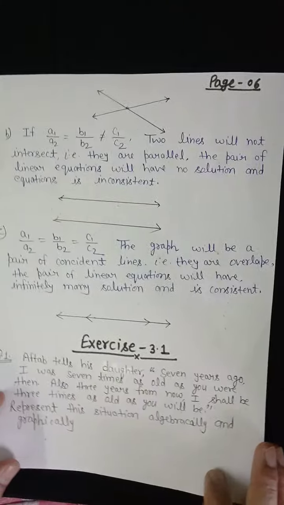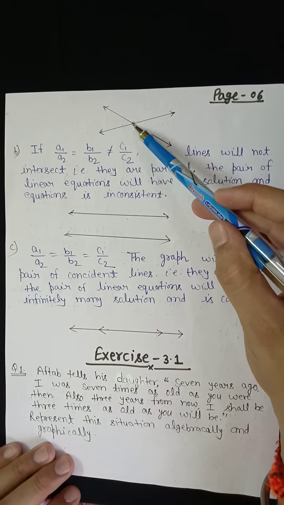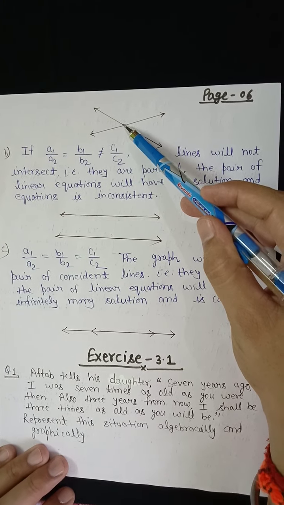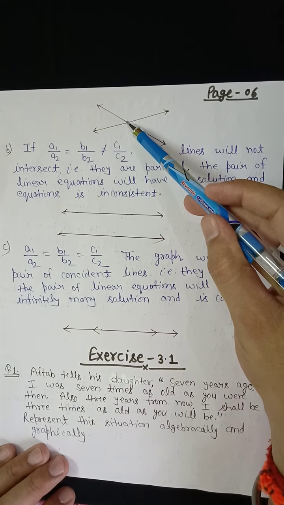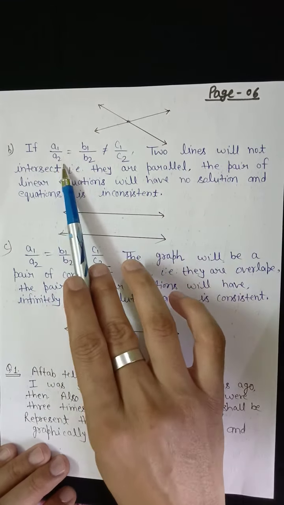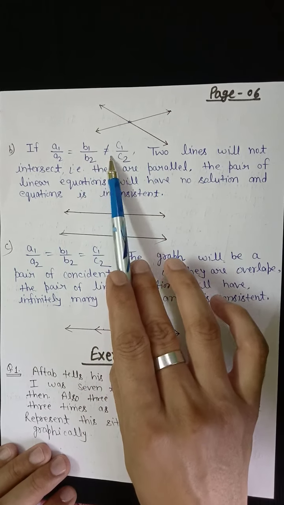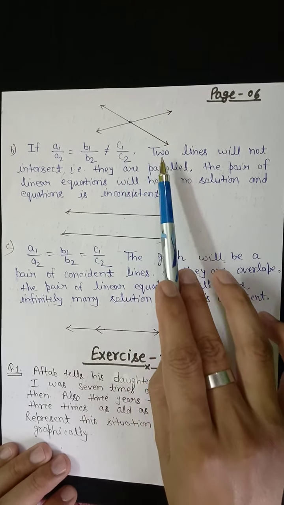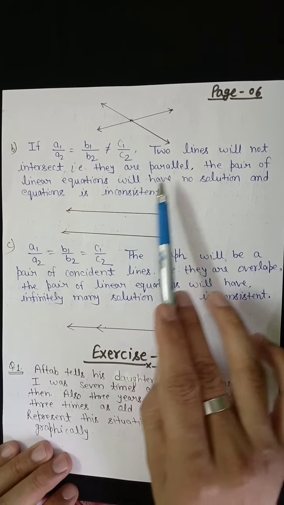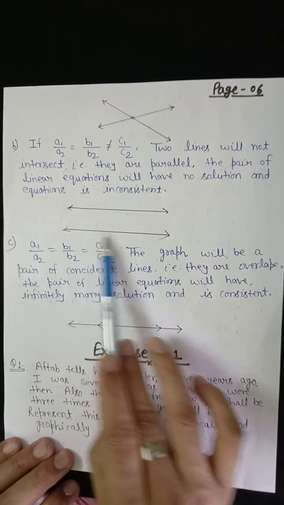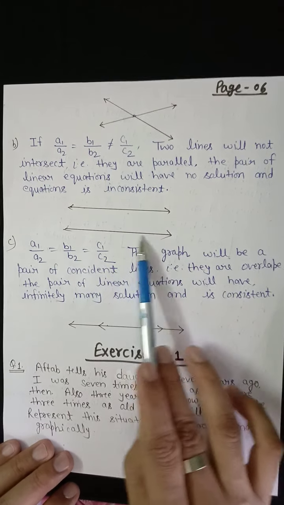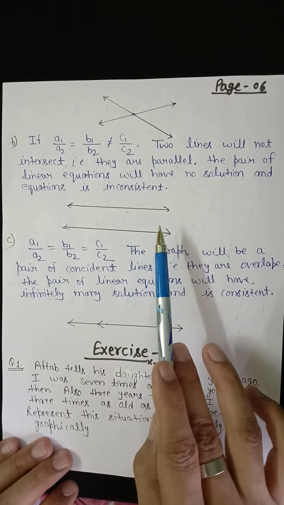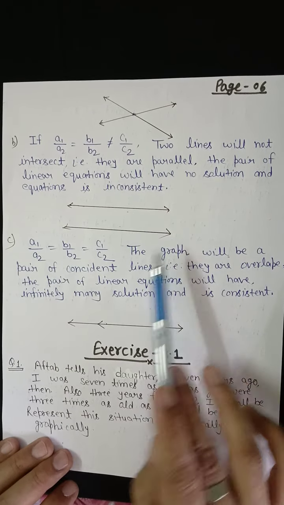That is, in the graph, it is represented by two lines. They intersect at only one point. That is called the unique solution. Second case, if a1 upon a2 equal to b1 upon b2 not equal to c1 upon c2, then the two lines will not intersect, that is, they are parallel. The pair of linear equations will have no solution and the equations are inconsistent.